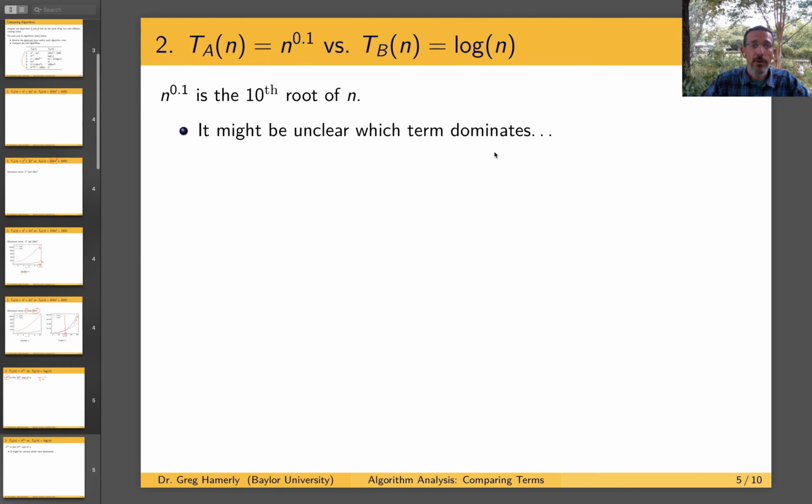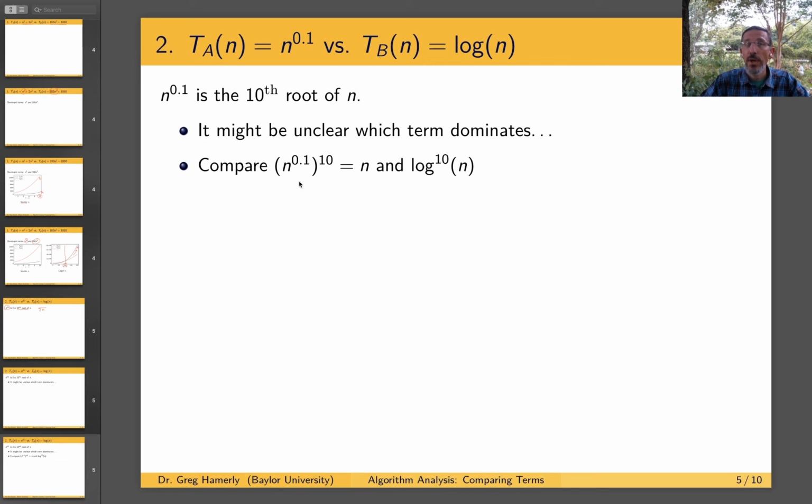Okay. So it might be unclear here which term dominates. So what could we do? Well, we could do a little math. What if we raised both terms to the 10th power? Well, n to the 0.1 to the 10th power, we know that we can multiply these exponents together, so we get n to the 1. So n to the 0.1 to the 10th power is equal to n. And then log of n raised to the 10th power is just log to the power 10 of n. And we've seen this comparison before in the last lecture, right?